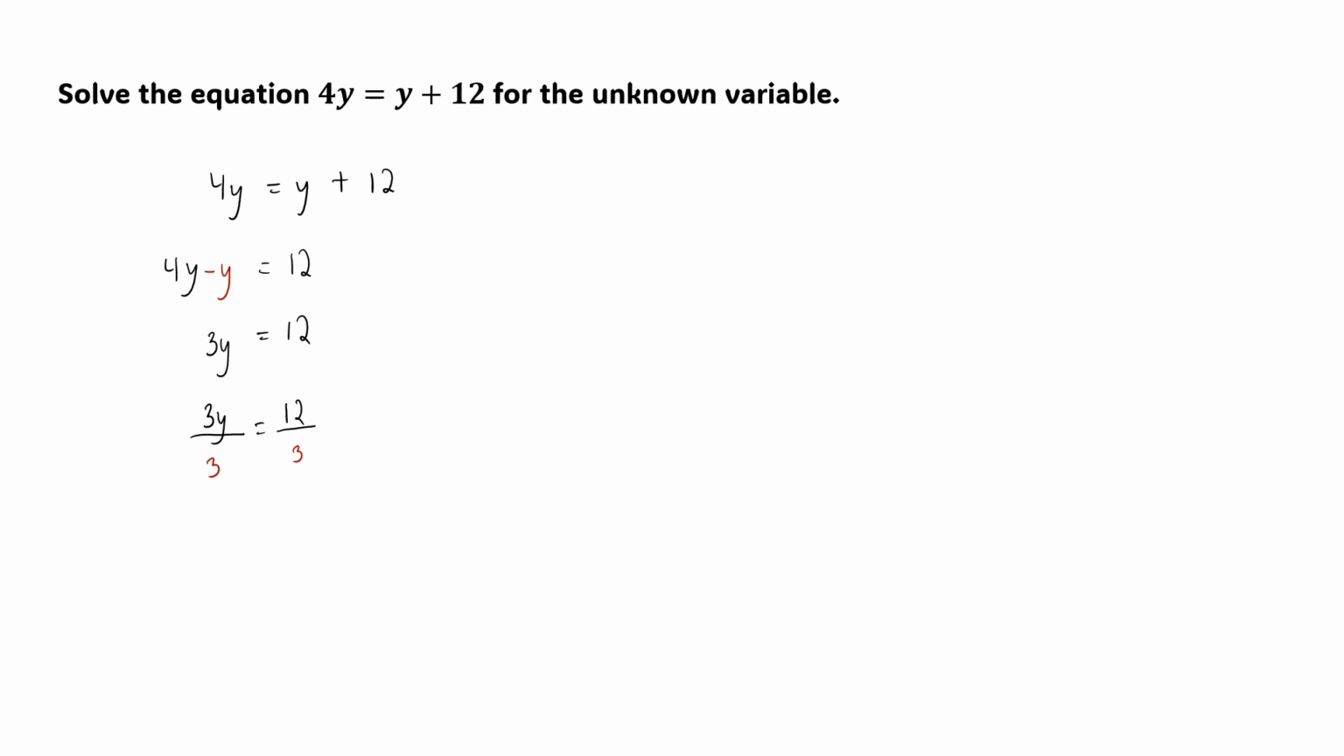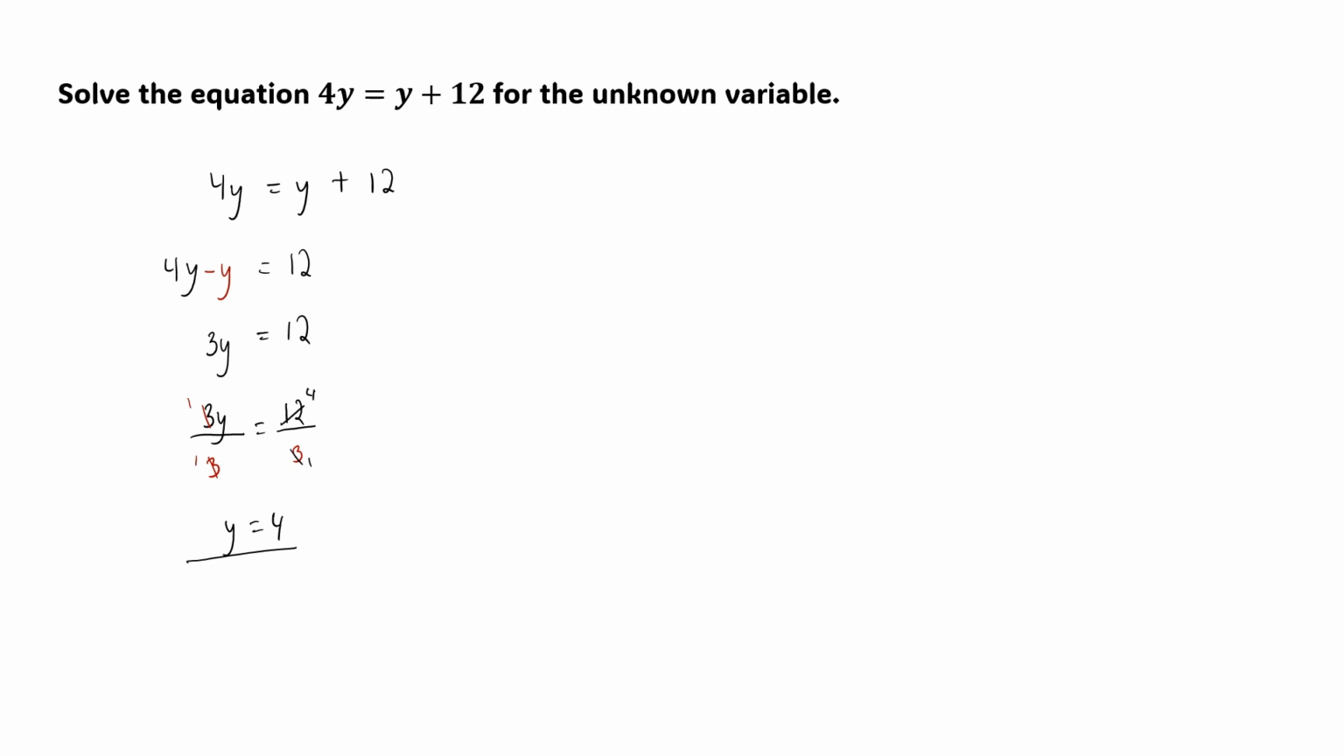And simplifying, when 3 is divided by 3, that will leave us with 1, remembering that 1y is the same thing as y. And then when 12 is divided by 3, 3 divides into 12 4 times. So my variable y will be equal to 4.